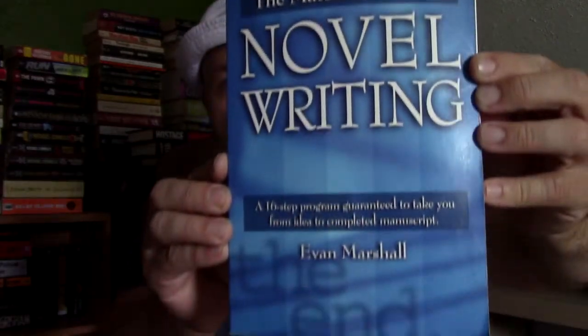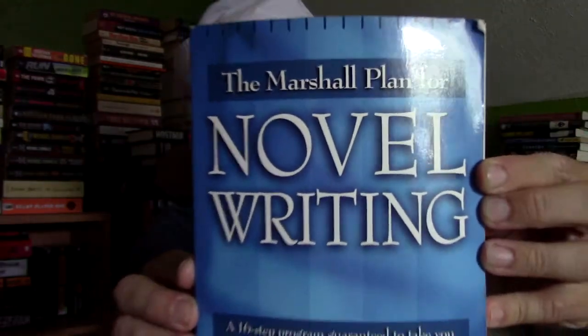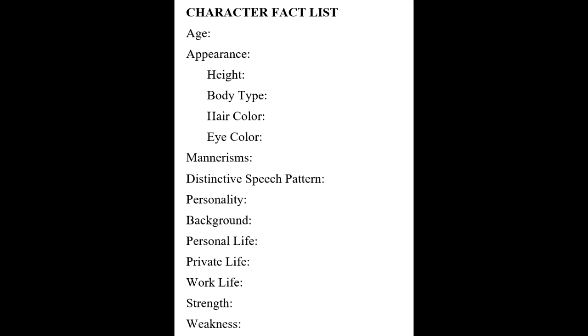Now, there are a lot of templates on this, but one book I found in particular that really helps is this book, The Marshall Plan for Novel Writing by Evan Marshall. Now, throughout this book, you will see that it gives you various ideas on how to write for your character. On page 28 and 29, you see a character fact list. This includes age, appearance, mannerisms, personality, and so forth. I believe that this book will help you quite a bit in structuring your character.